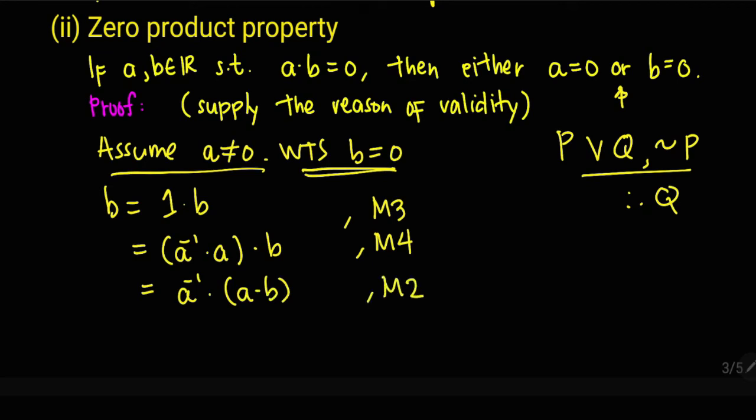But from the given, a times b is equal to 0. So, we can substitute the value a times b equals 0. That's our hypothesis. But for any number, remember our zero multiplication property of 0, property number 1, any number times 0 is 0. Again, that's property number 1. So we were able to show that b is equal to 0. And that completes our proof.